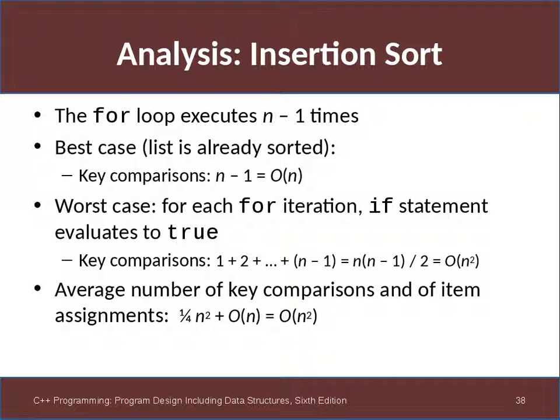Okay. The for loop executes n minus 1 times. Best case, the list is already sorted. Key comparison is just O of n because you're done. Worst case, for each iteration the if statement evaluates to true, so your key comparisons are back to n squared, like we said up there. Average number of key comparisons, therefore, is still O of n squared.